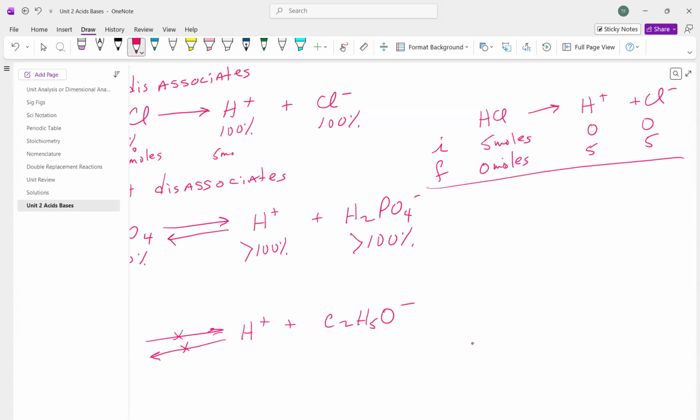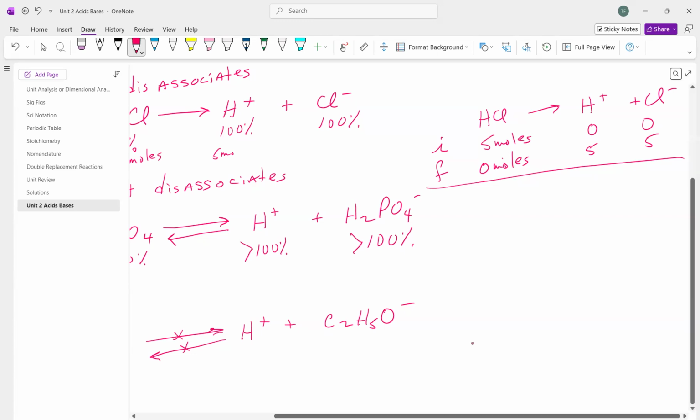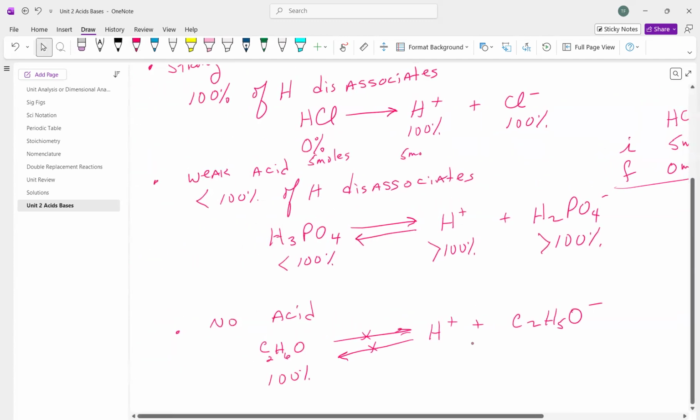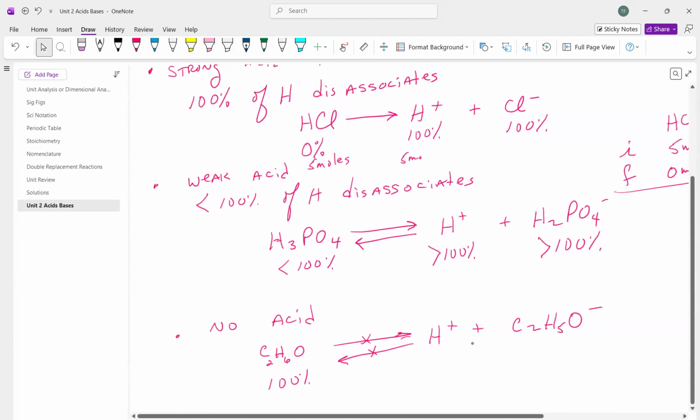Now, the problem with weak acids, every one of them is different. You don't know how much goes over. You need something called an equilibrium constant. And that constant tells you how much goes over. And every single one is different. So that's why we don't do any calculations involving weak acids. You get to do that in 401, actually. Okay. So that's acids. Acids dissociate H plus.